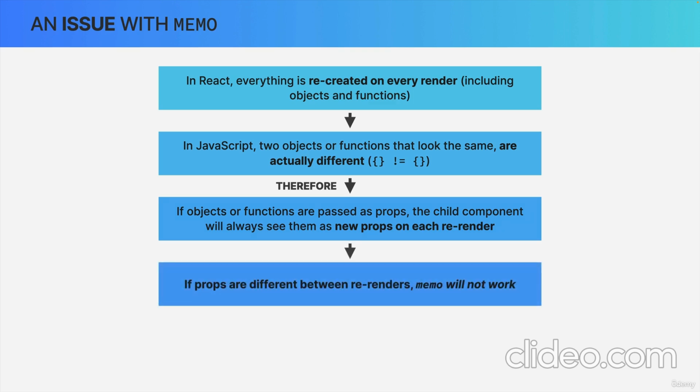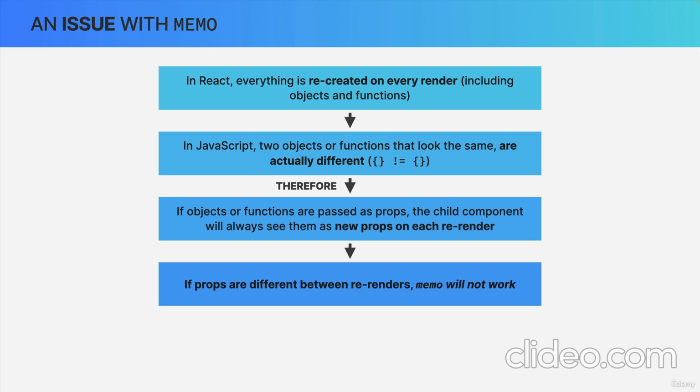So it will not do its job. So in summary, if we memoize a component, but then give it objects or functions as props, the component will always re-render anyway, because it will always see these props as new props, even when they actually look exactly the same.